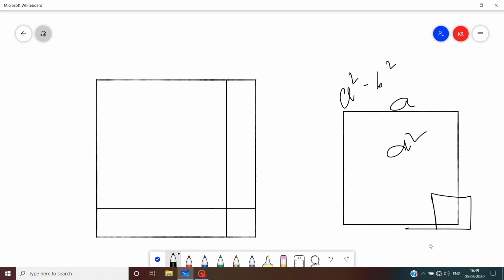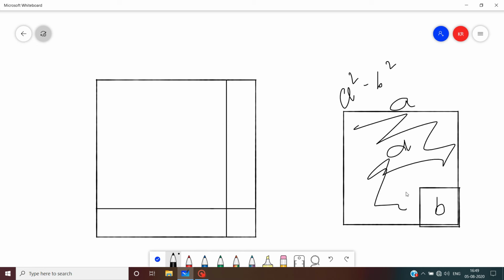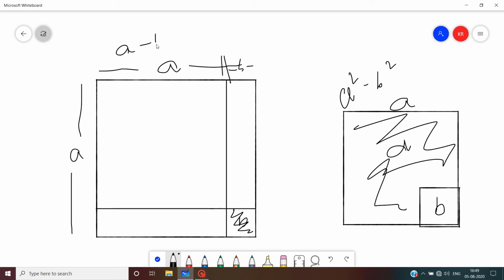And in this part, what is the area remaining? This square area. So it is a simplified version. This will be the whole of a and this will be b. So here I am removing only this part. So this will be a, and up to here this will be b, right? So this length will be a minus b.